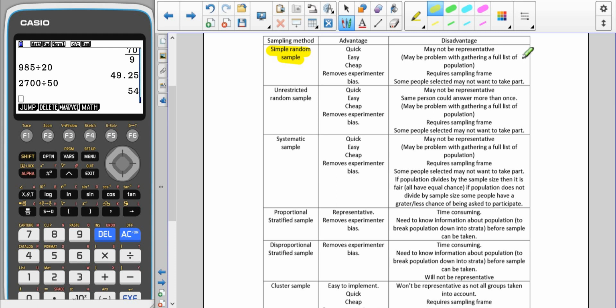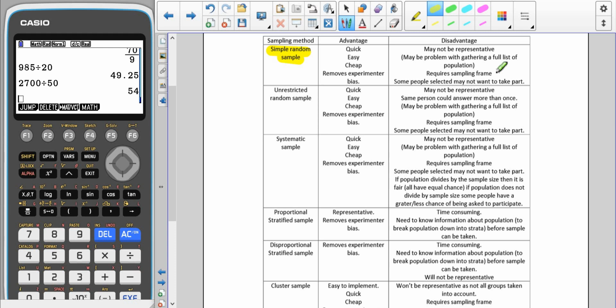It may be a problem to gather a full list of the population before we start. It requires a sampling frame, which means that we are having to get all our participants' names, put them into an order, and then number them, and all of that does take time to do, especially if you've got a large population that you are wanting to sample from. So that's what it means by the sampling frame. If you have a look back at the other video, it describes how we come up with the sampling frame.